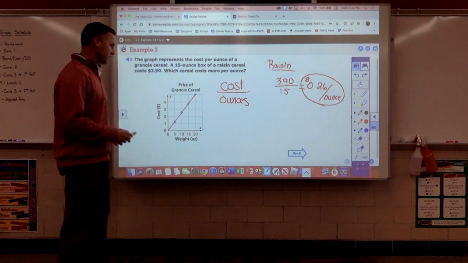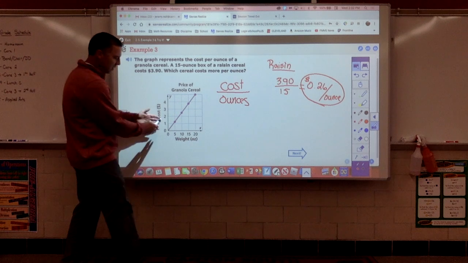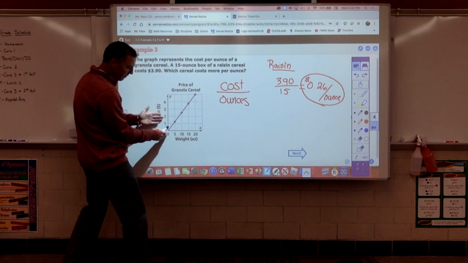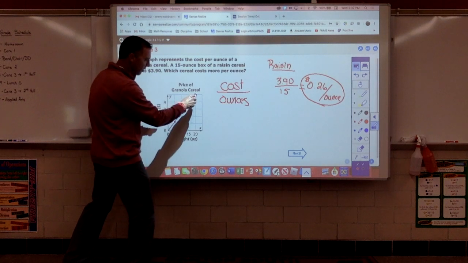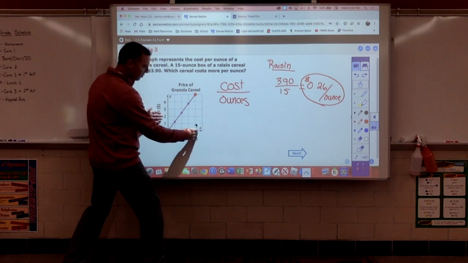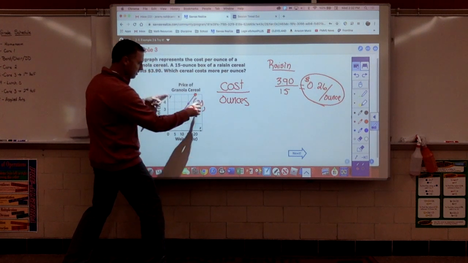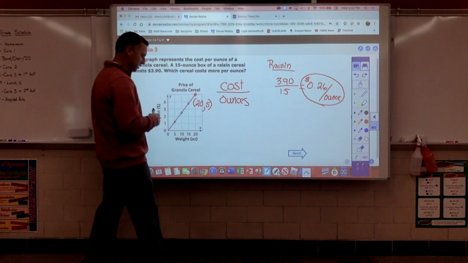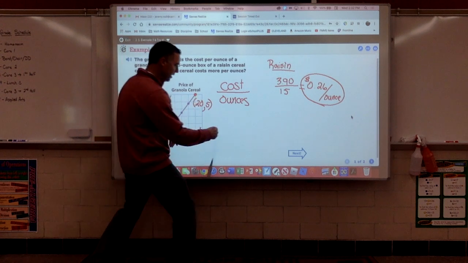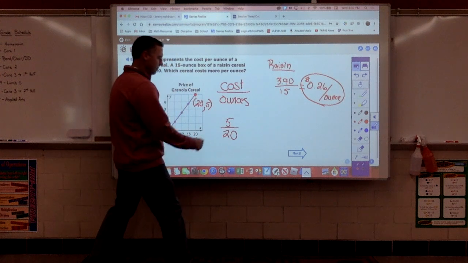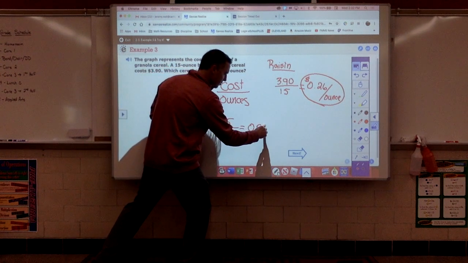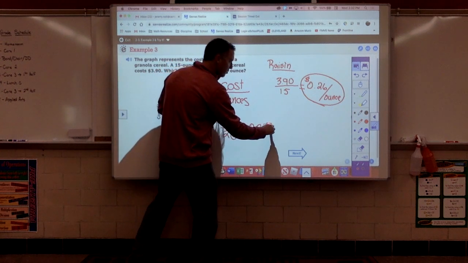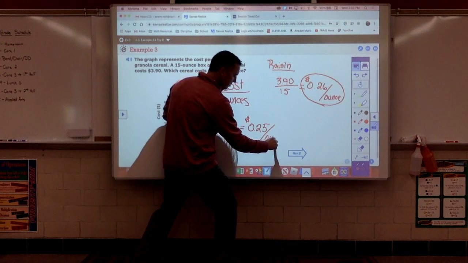If I look at the granola cereal, this is where we need to find a good point, a point on that line that crosses at the corner of a grid. This one, no. This one, no. This one, no. That one's good, which is the point over 20 and up to 5. So we need to take the cost divided by the ounces, the y value divided by the x value. So we take 5 and divide it by 20. This comes out to equal 0.25 per ounce.